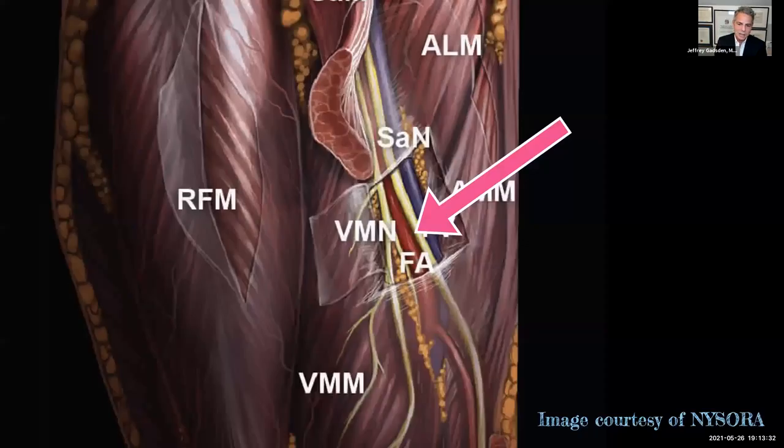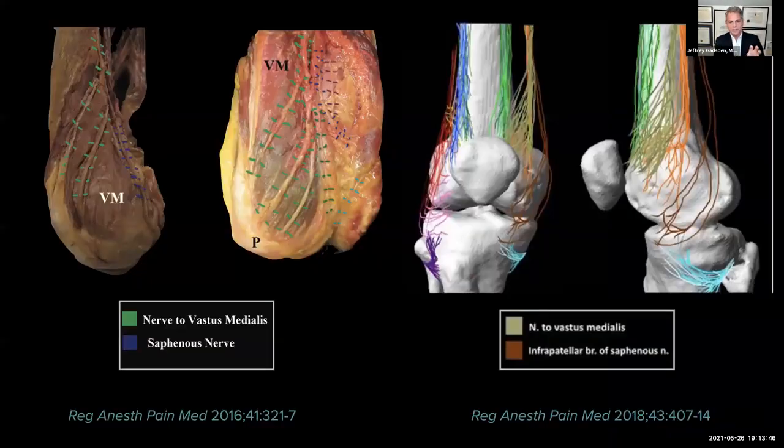And it wasn't until later that I understood that we're also getting, or can get, the nerve to vastus medialis, which runs very, very close to the saphenous and the femoral artery in the middle of the thigh. And if you look at the innervation, these are two really well-done studies out of Toronto, looking at the contribution of the nerve to vastus medialis. On the left-hand side, those green dashes are all nerve to vastus medialis. And then on the right side, in olive color, you can see what a contribution it makes to the medial knee.